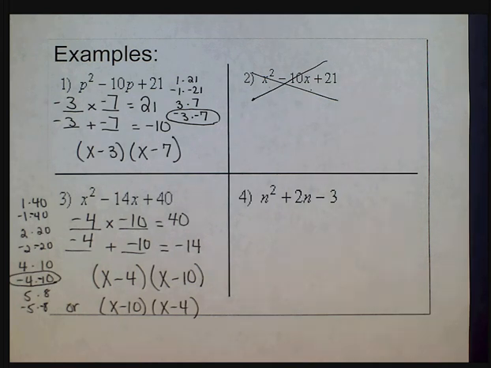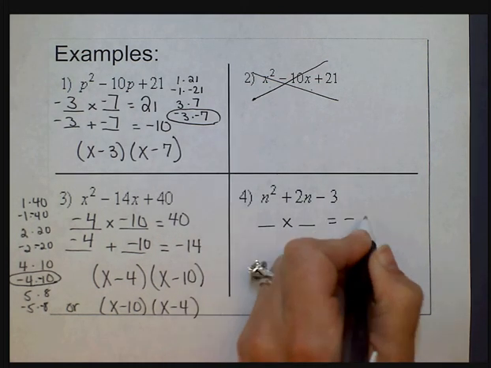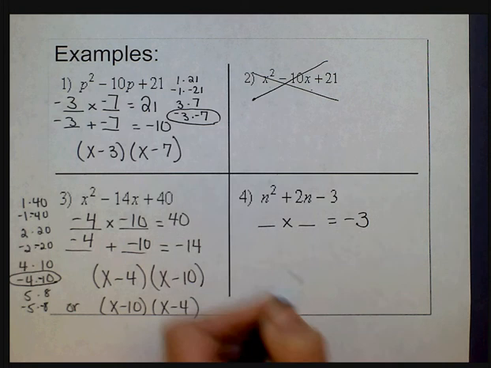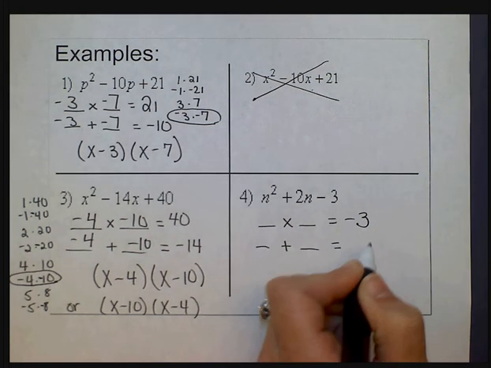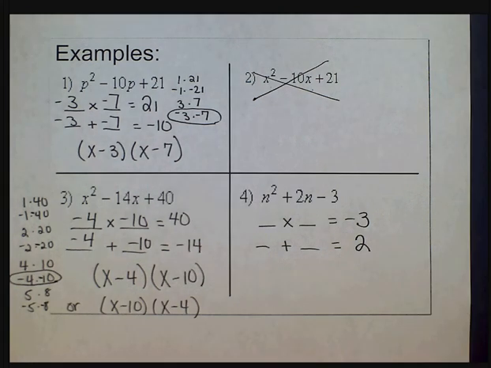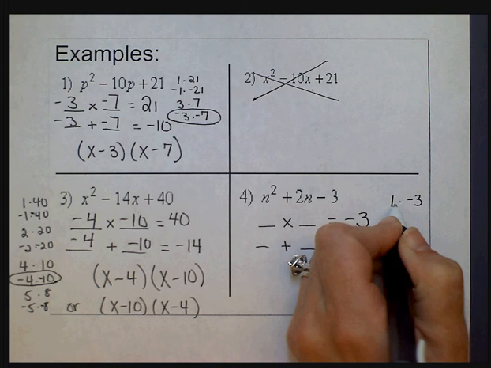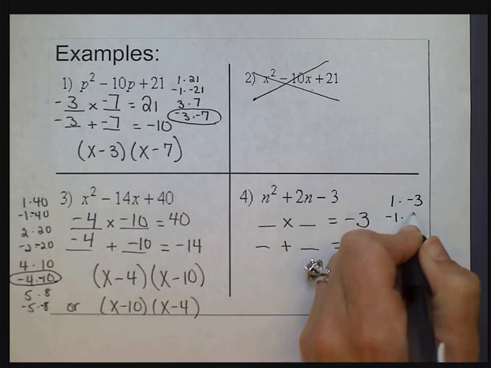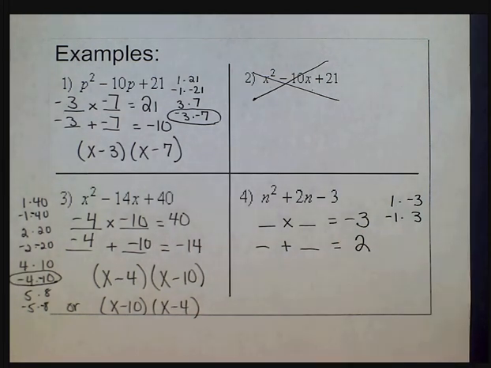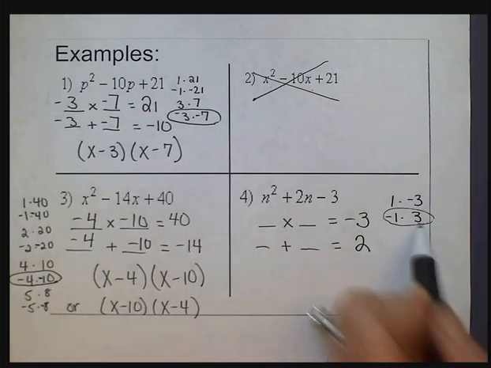All right, number 4, the process is the same. I'm still looking for two numbers that multiply to give me that constant, which in this problem is negative 3, and add together to give me my coefficient of my middle term, which is 2. So for this one, I list all the ways I can make negative 3. I got 1 and negative 3, or negative 1 and 3, and that's it, because 3 is a prime number. So which one of these adds together to give me a positive 2? It'll be negative 1 and positive 3.